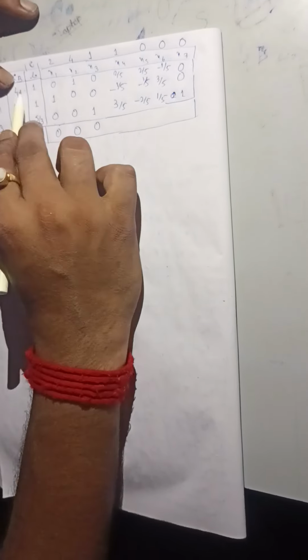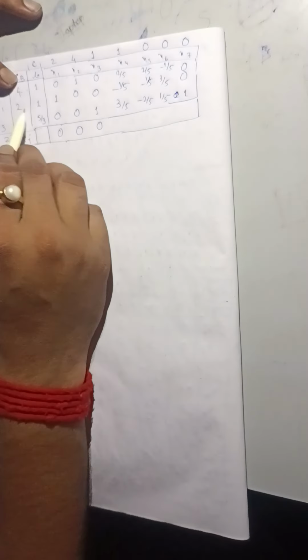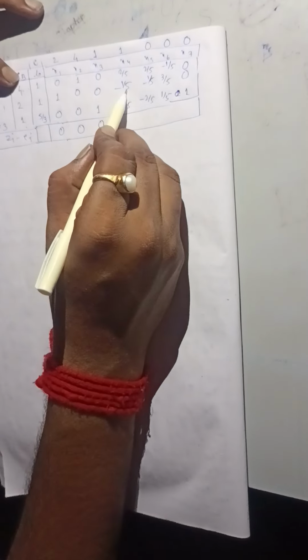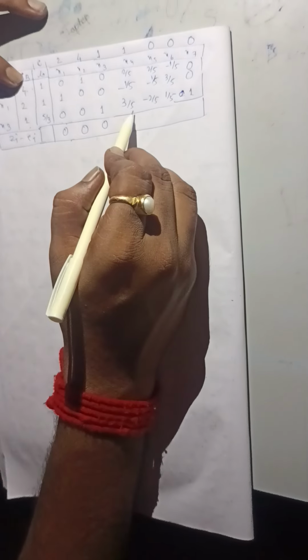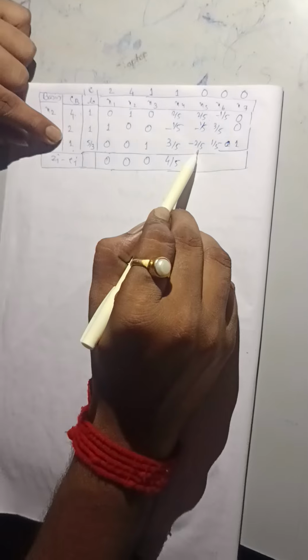Look here, 8 by 5. This one is minus 2 by 5. 8 by 5 minus 2 by 5 minus 6 by 5 plus 3 by 5 gives 9 by 5. 9 by 5 minus 1 is 4 by 5. So the next one is 8 by 5 minus 2 by 5, 6 by 5 minus 2 by 5. Now 1 into minus 2 by 5 is minus 2 by 5.